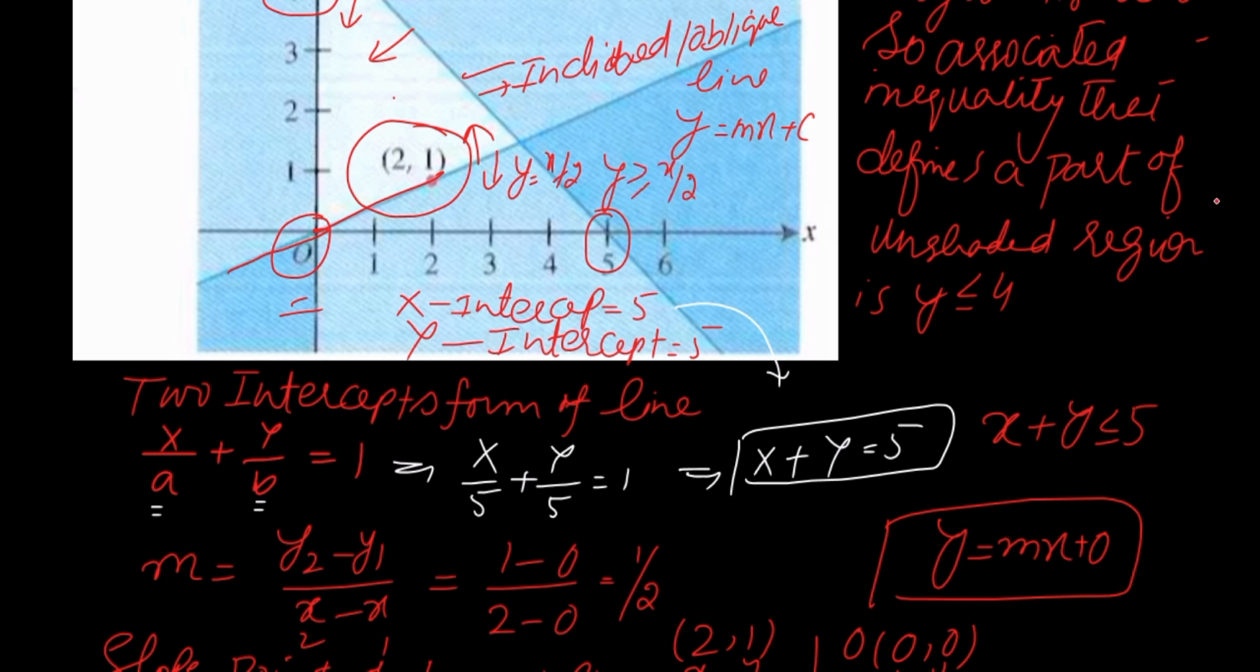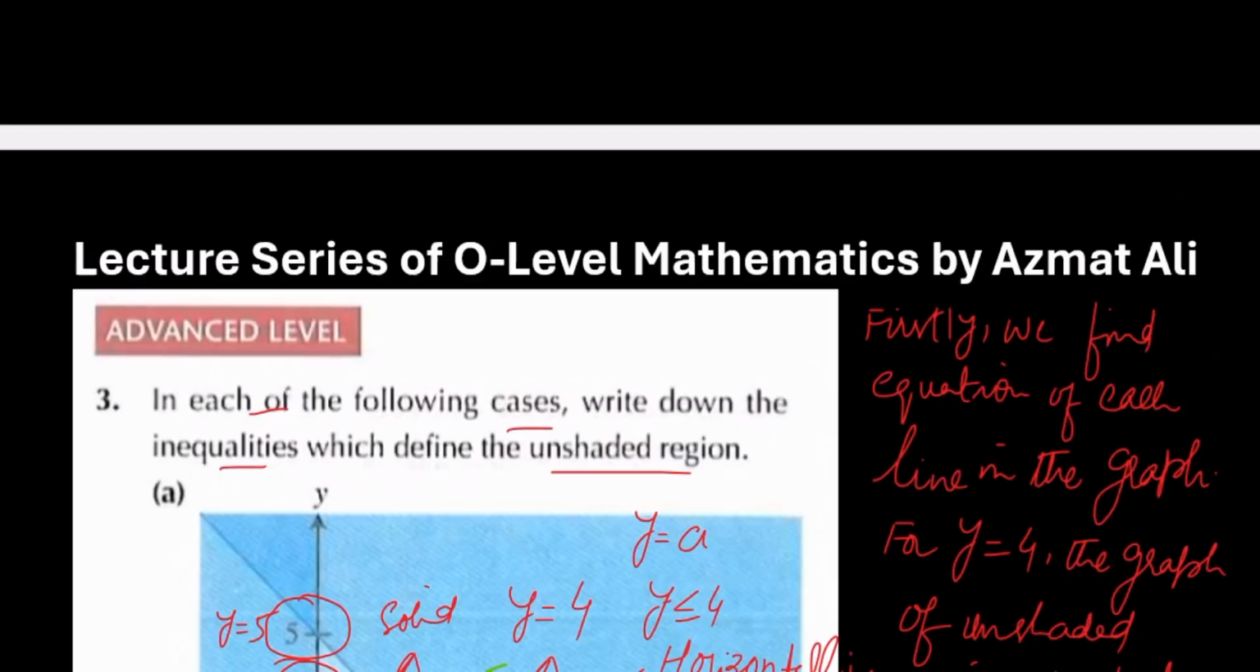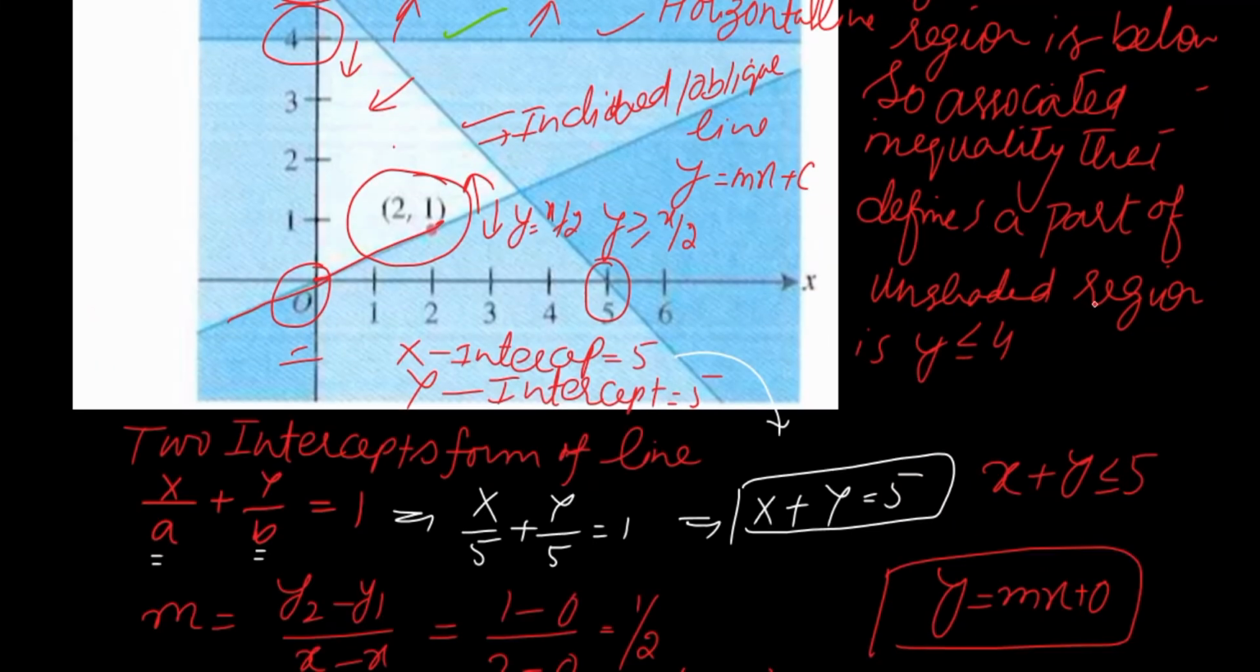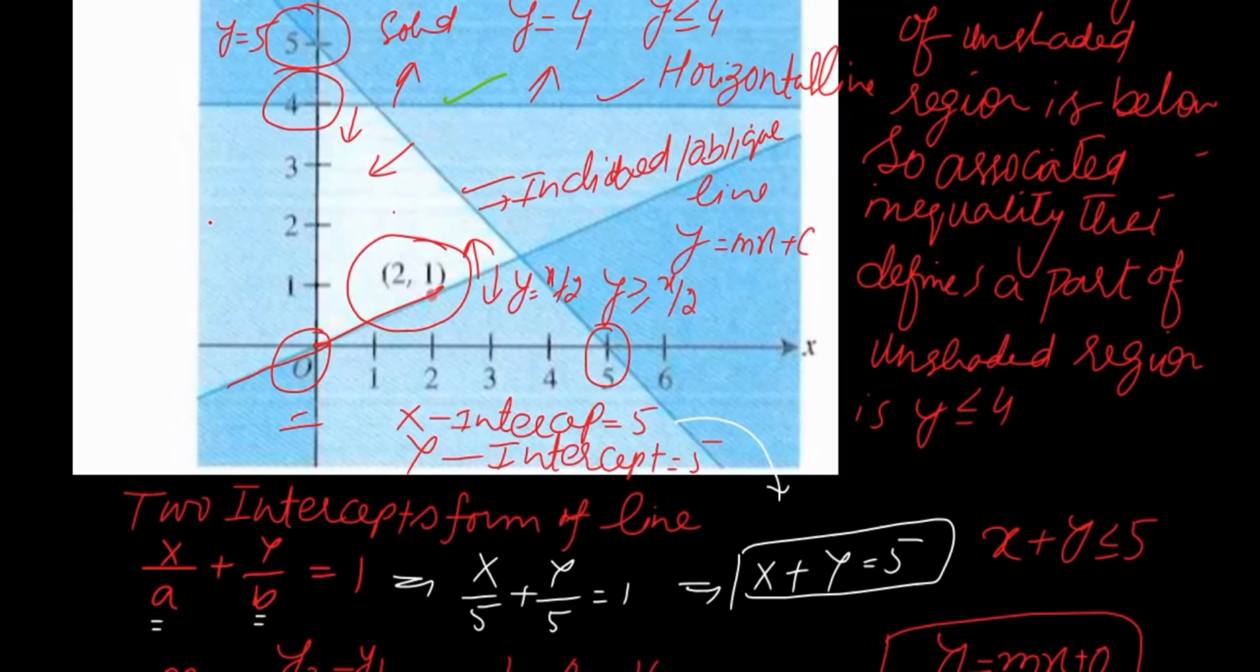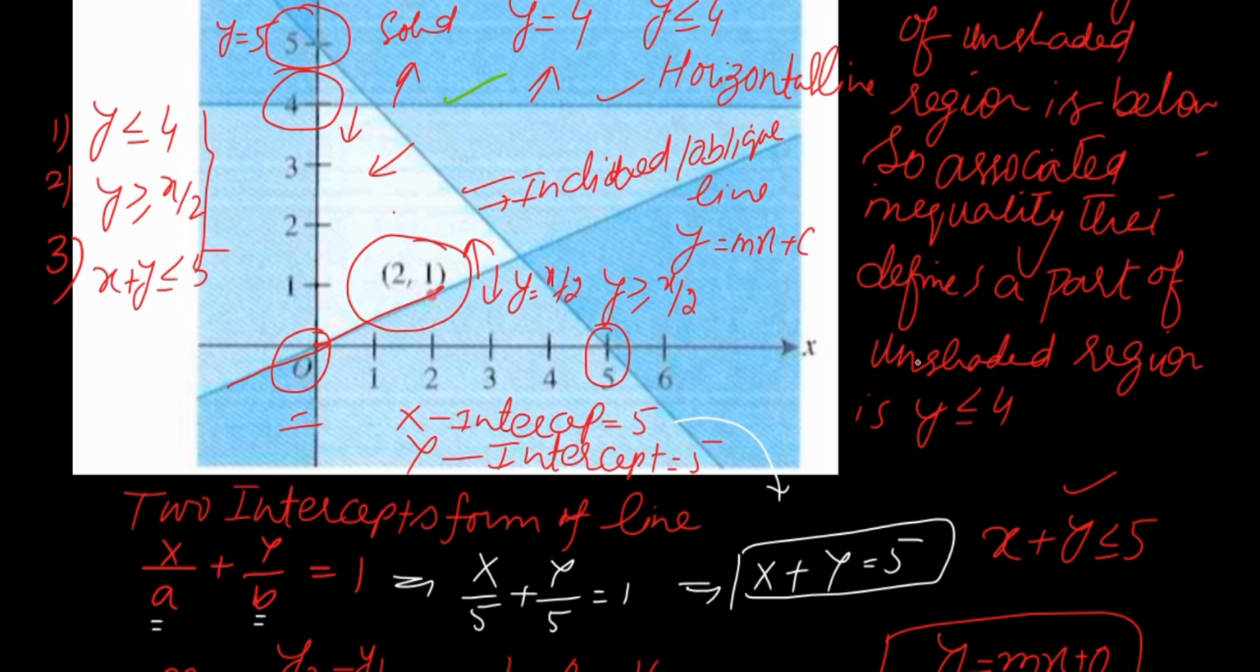Hence, finally, the system of inequalities that define the unshaded region consists of inequalities. First was the horizontal line, y less than or equal to 4. The second one is y greater than or equal to x by 2. The third one is x plus y less than or equal to 5. So these three inequalities define the unshaded region.